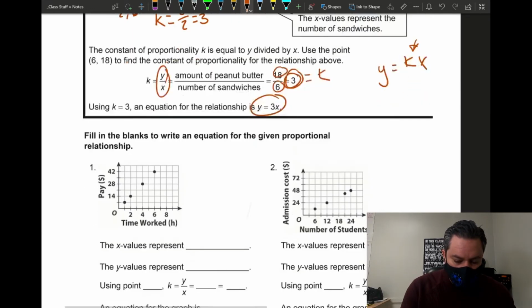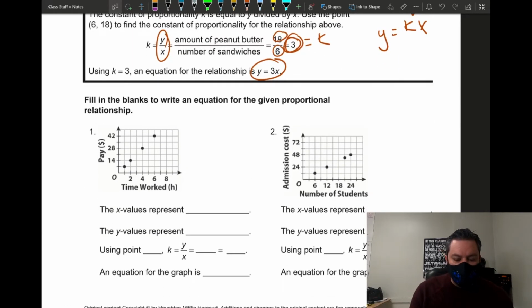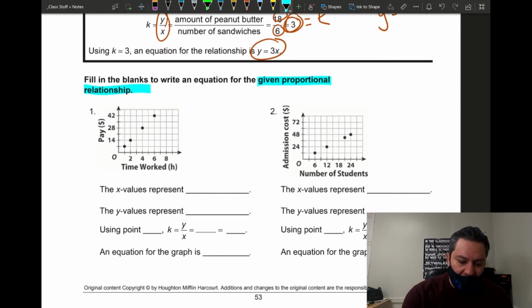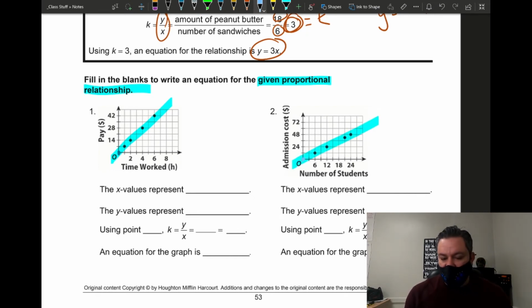Now, for number 1, it says, fill in the blank, write 2 equations for the given proportional relationship. They're already telling you that they are proportional, but you can also do the line test. Anytime you have a graph, make sure you do the line test. So all you have to do is make a line, make sure it passes through the origin, and if it does, like in this case, then it is going to be proportional. If you make a line in this one, it also goes through the origin, and then it is going to be linear and proportional, okay?